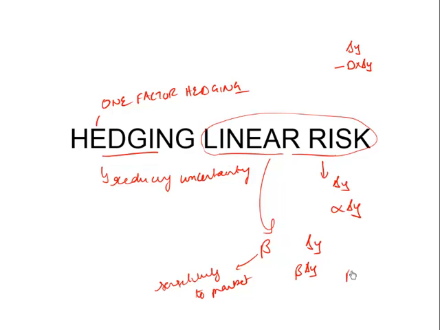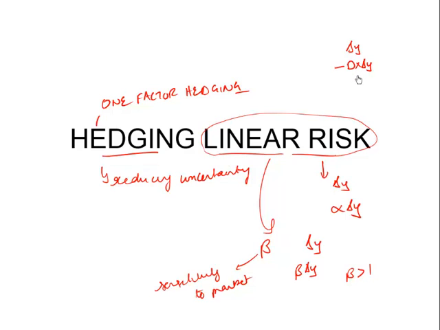If beta is greater than 1, then it means our stock is more risky than the market, because if the market goes up or down by 1%, our stock goes up or down by more than 1%. If beta is less than 1, that means our stock is less risky than the market. If the market goes up or down by 1%, the stock goes up or down by less than 1%.